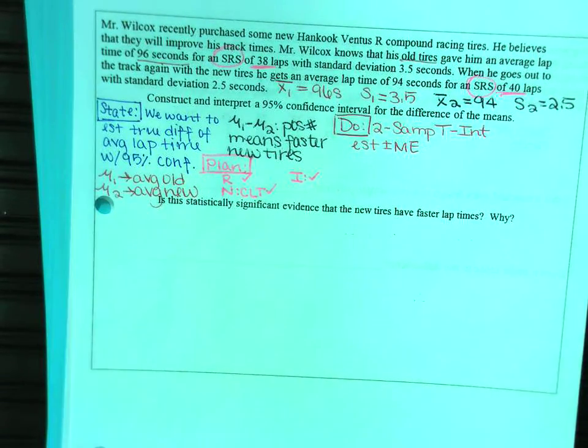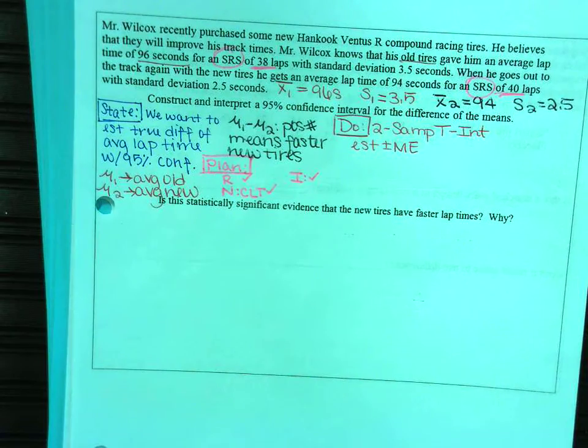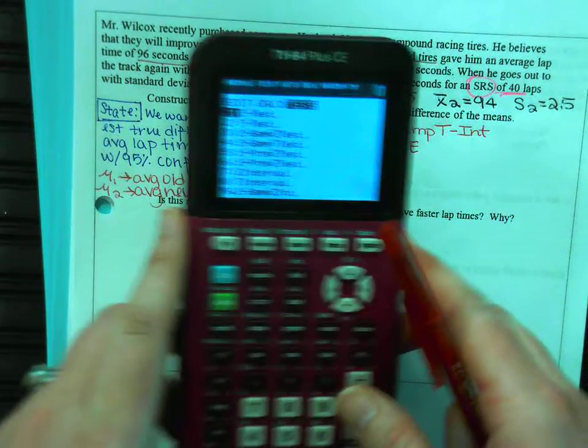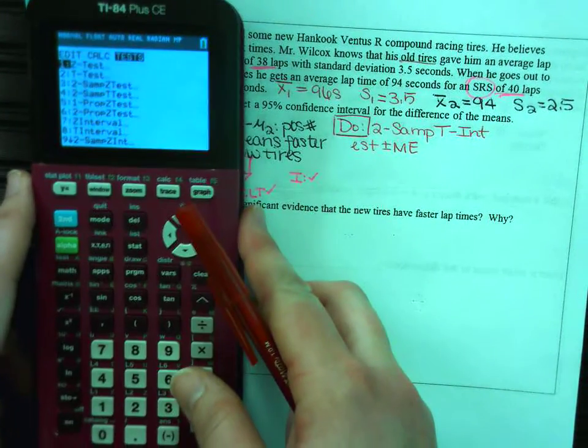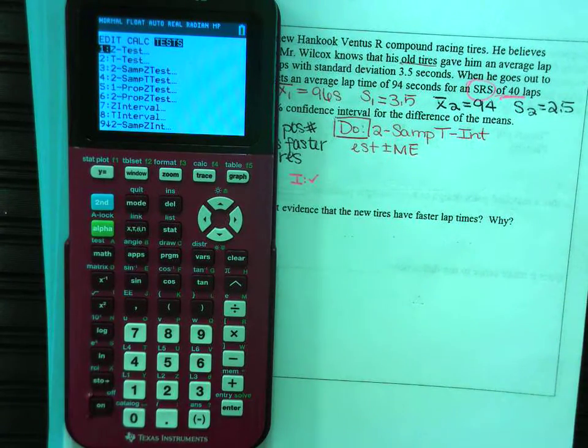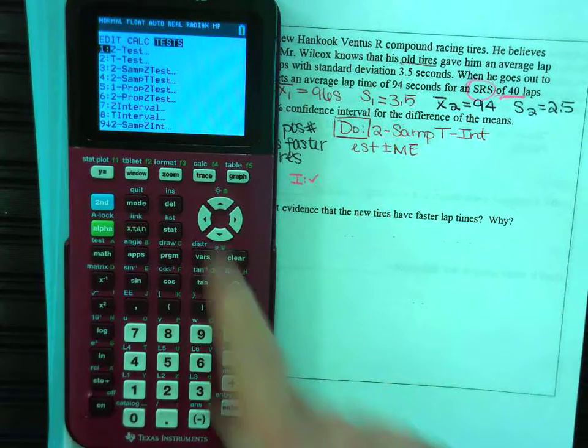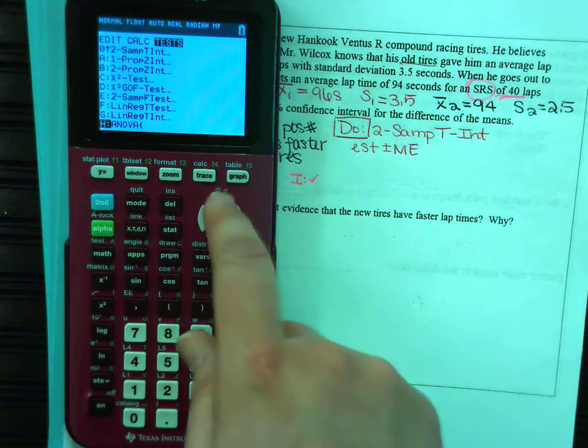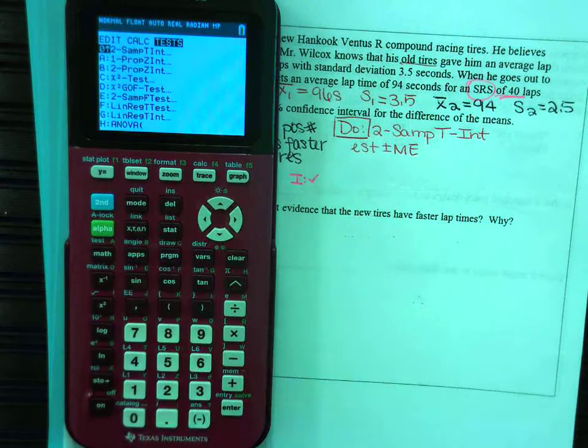So you're going to go to stat, go over to tests. Do we have to write mu1 minus mu2 plus or minus z star and the standard deviation after that, or does that suffice? That's good enough. Two sample t interval, 0 on my calculator.